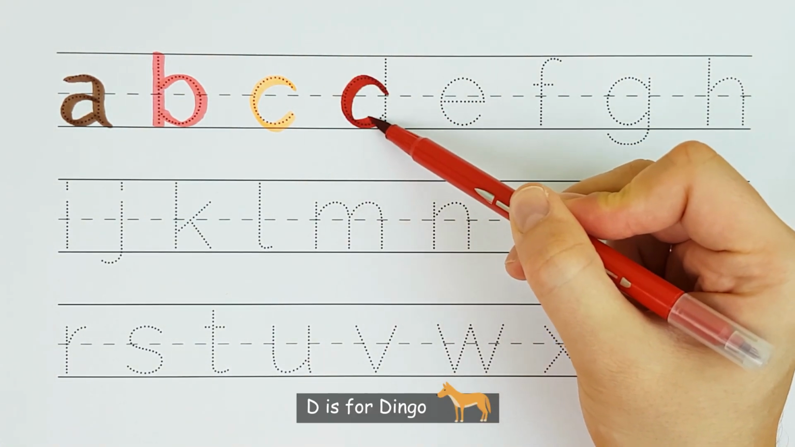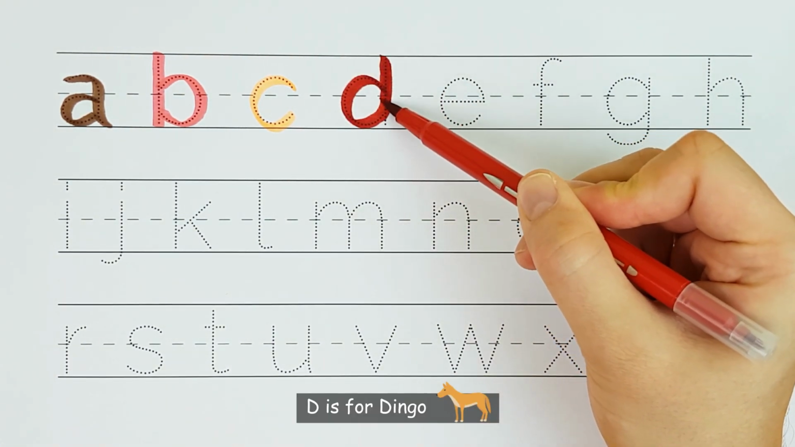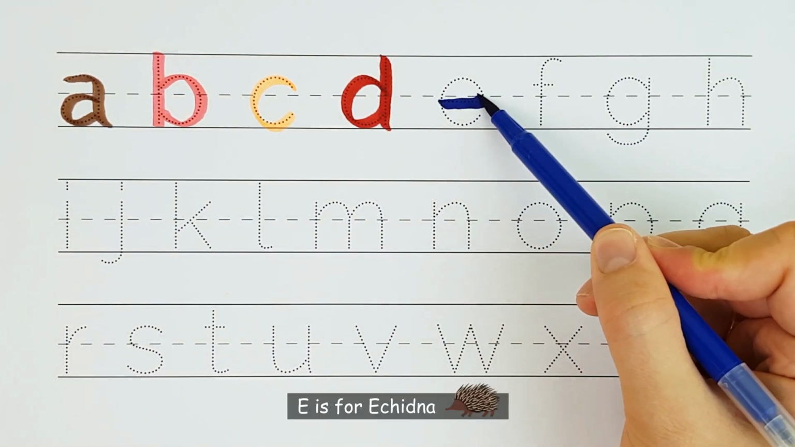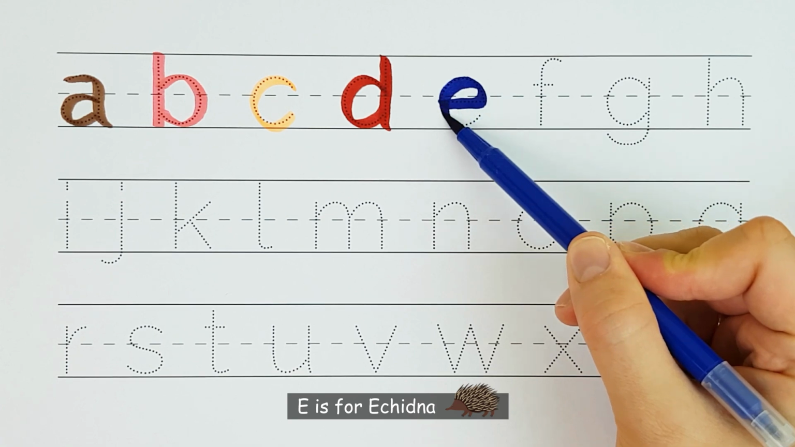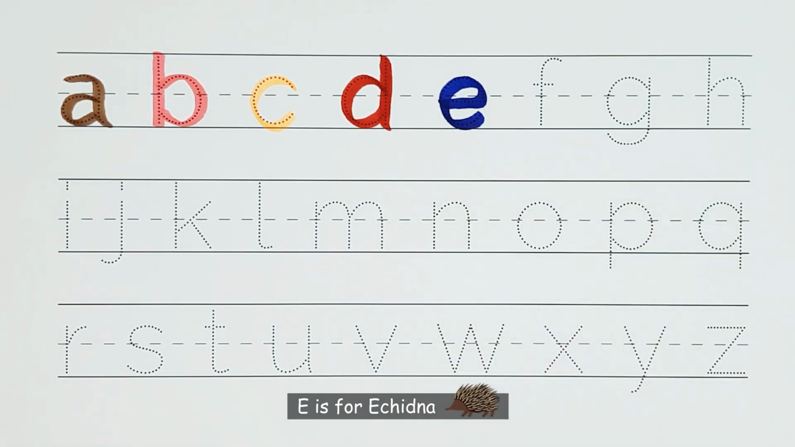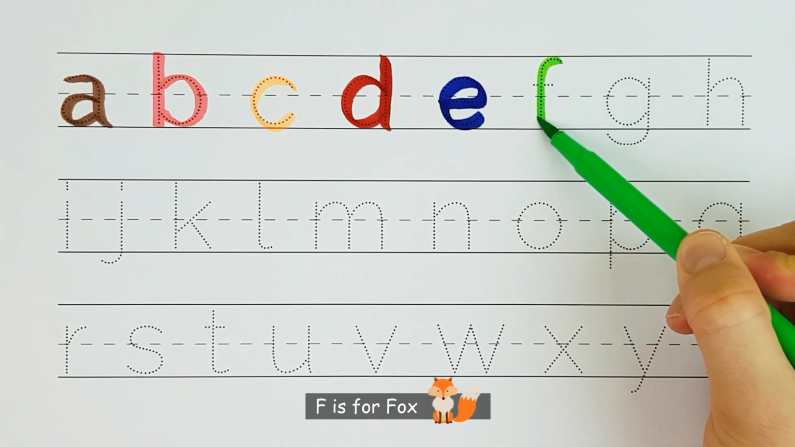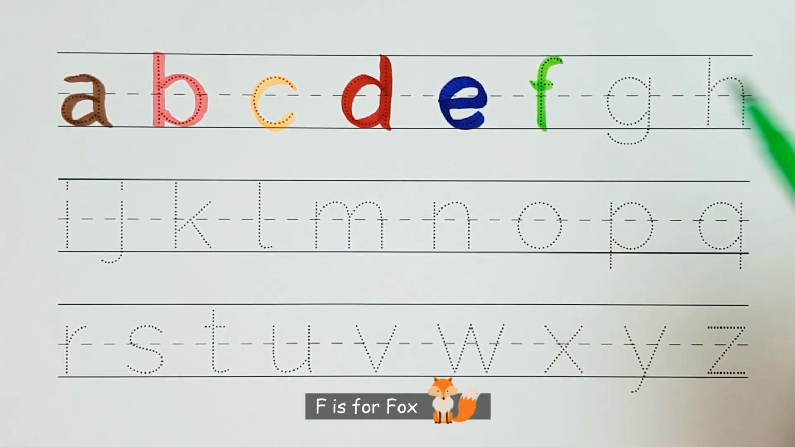D. D is for dingo. E. E is for echidna. F. F is for fox.